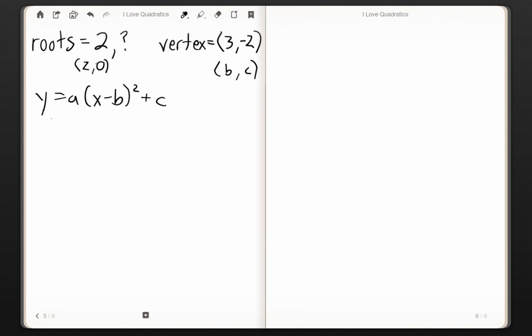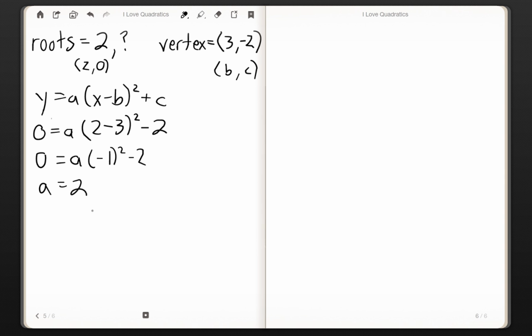So now we will substitute in y of 0, x of 2, b of 3, and c of -2. And now we only have a as our variable, so we can solve that. So we will get a equals 2.